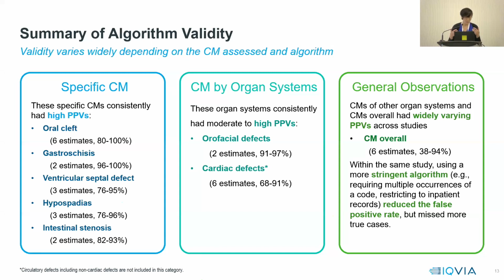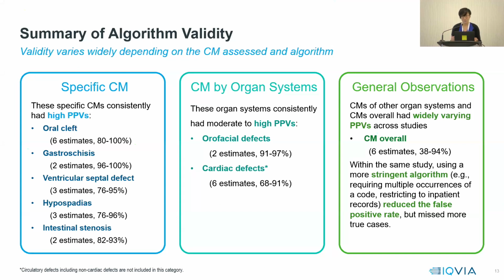Those are, I believe, the opening of the front of the abdominal wall, ventricular septal defect, hypospadias, and intestinal stenosis. All of them seem to be either clinical, visually obvious, or clinically require a lot of intervention. And when you look at the data by organ system, we did find that congenital malformation of the orificial defects, and those are clefts, etc., and cardiac defects have consistently shown relatively high positive predictive value.